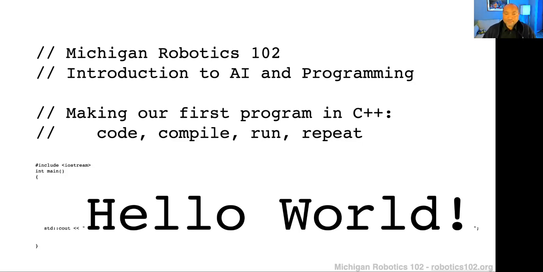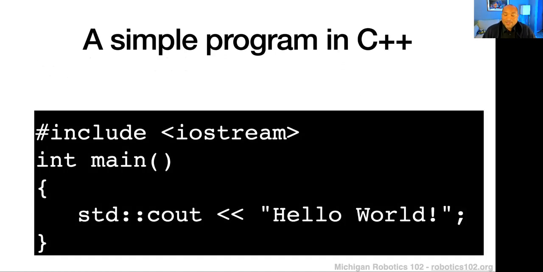We're going to start by just our simple Hello World program. This is probably the simplest program that we can write in C++. The sole job of this program is to output Hello World to the screen. This code is all we really need to do this. But even though it's very short, there's a lot to say about it, and that's what we're going to spend most of today's lecture doing.